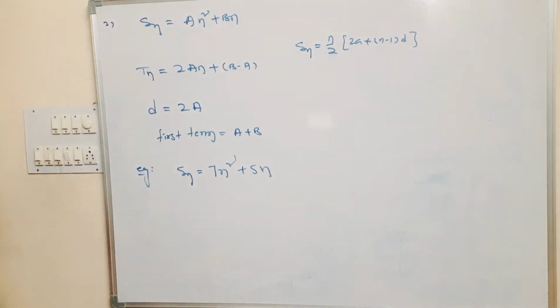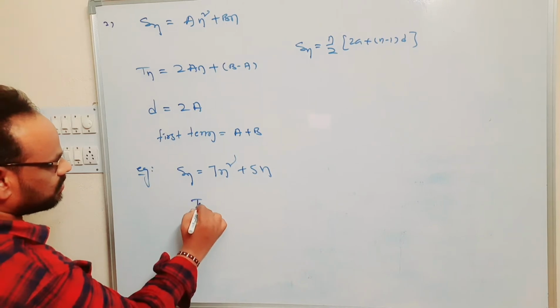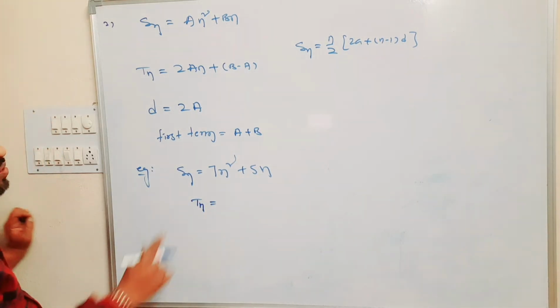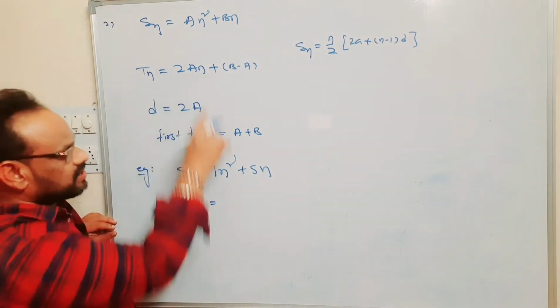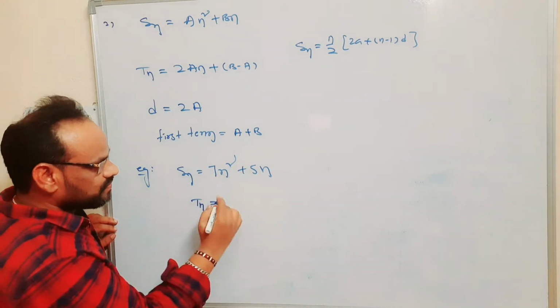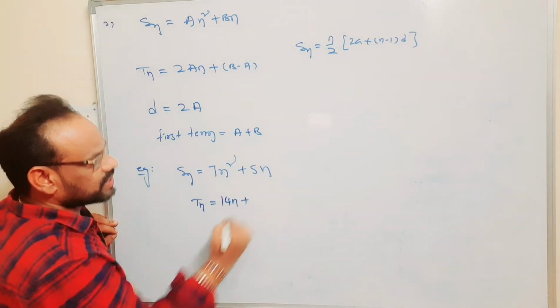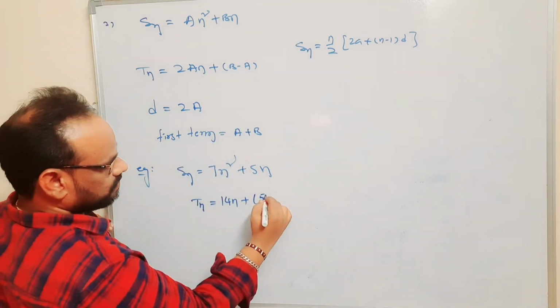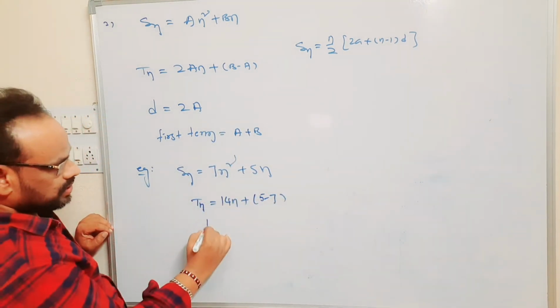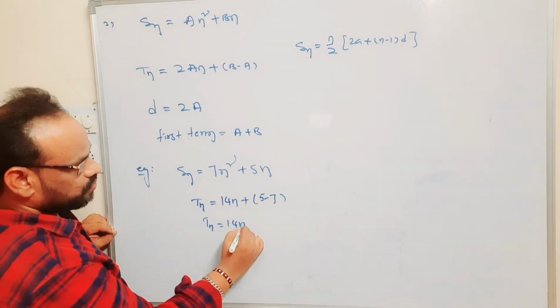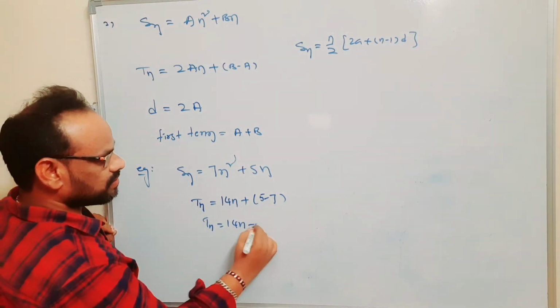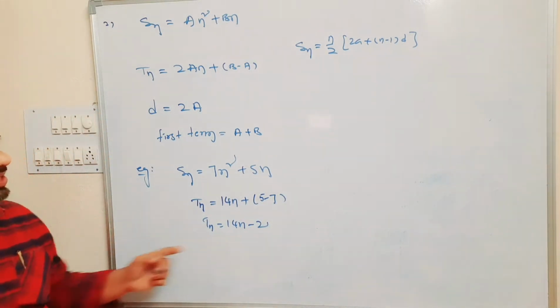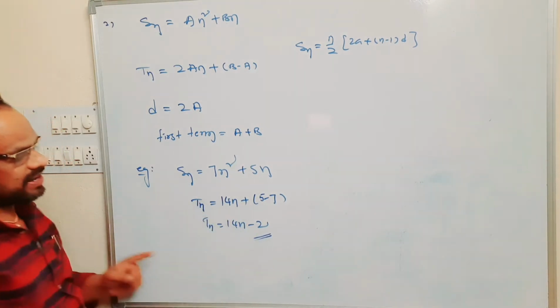How to find Tn? Tn is equal to 2an. 2 sevens are 14n plus b minus a, which is 5 minus 7. So Tn is equal to 14n, and 5 minus 7 is nothing but minus 2. So Tn is equal to 14n minus 2.